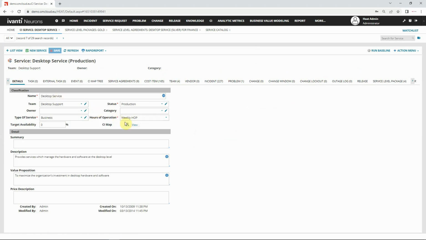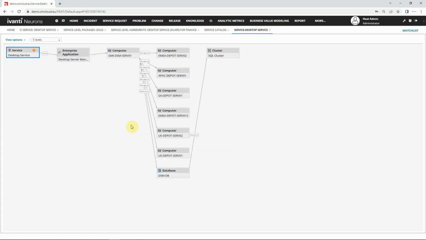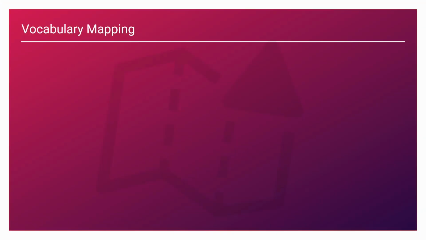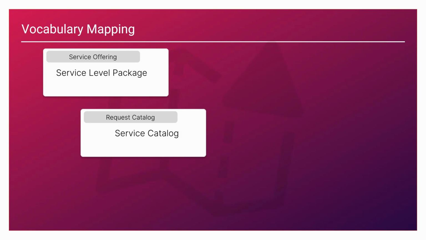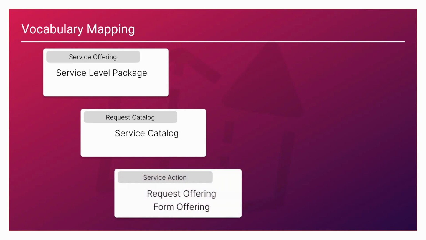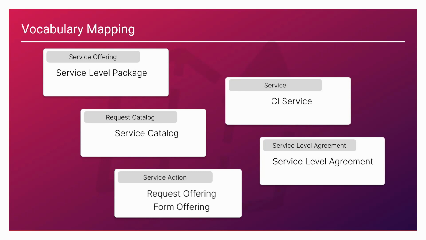CI Map allows viewing what kind of resources are consumed to deliver the service. Please note, there are some differences between terminology in ITIL4 and Ivanti Service Manager. Service offering in Ivanti is called SLP, while request catalog goes as service catalog. Service action is called request offering or form offering. Service in Ivanti is CI service. SLA is the same on both Ivanti and ITIL4.